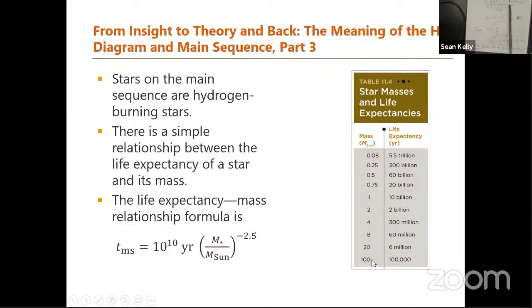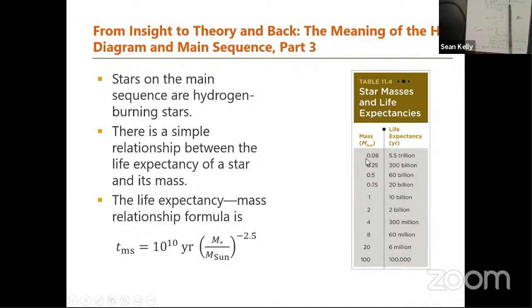And then let's jump down. If you had a star that had 100 times the mass of our sun, 100 solar masses, then it would only live, write it down, 100,000 years. What? 100, not millions, not billions, 100,000 years, right? These supermassive stars burn themselves out in a heartbeat compared to the other stars, okay?